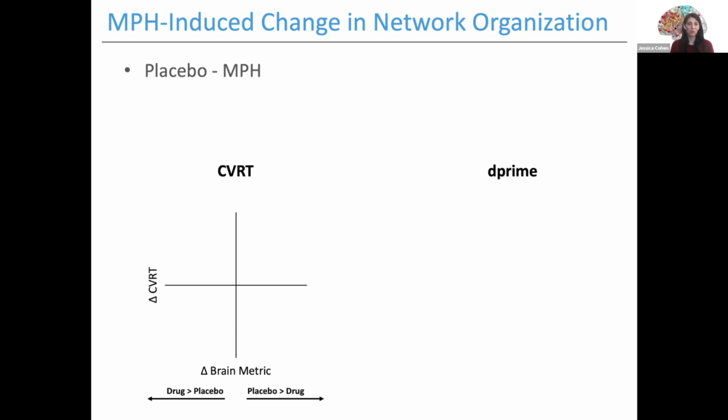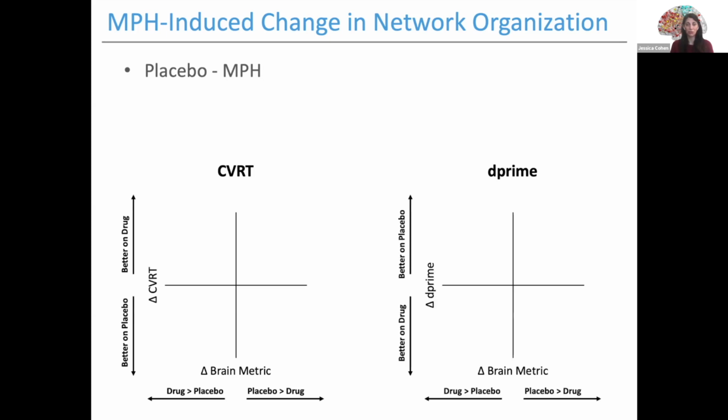And then on the y-axis, I plotted change in behavior. So in this case, change in CVRT. And so here, positive values indicate that participants performed better on the drug day because a reduction in CVRT indicates more stable responding. And negative values indicate that participants performed better on the placebo day. And so I plotted the same data for D prime, but since higher D prime indicates behavioral improvement, improvement on drug is now plotted with negative values on the y-axis, and better performance during the placebo session will be positive.